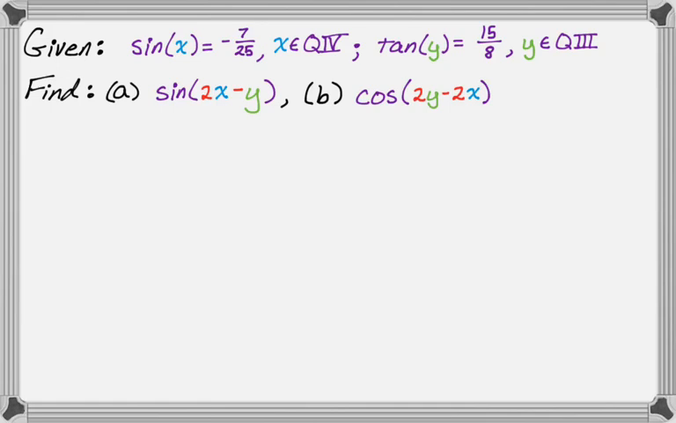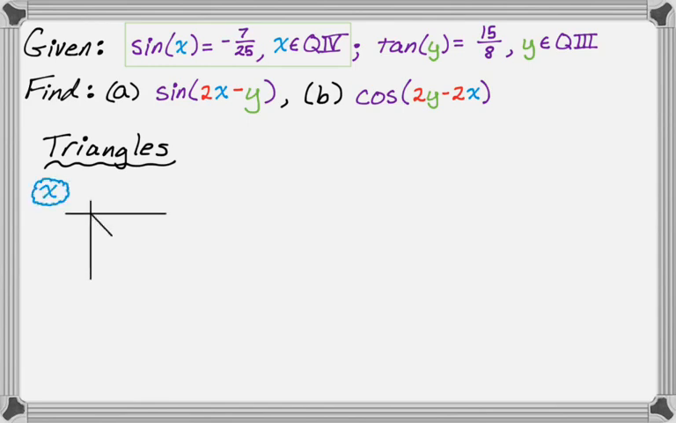Okay, so to do a problem like this, the first thing I always do is I take the givens and I draw a bunch of triangles. So I'm going to draw a triangle for each of the angles that I know something about. So I'm going to start with this set of information. I know the sine of x is negative 7 over 25. I know that x is in the fourth quadrant. So I'm going to start off by drawing that.